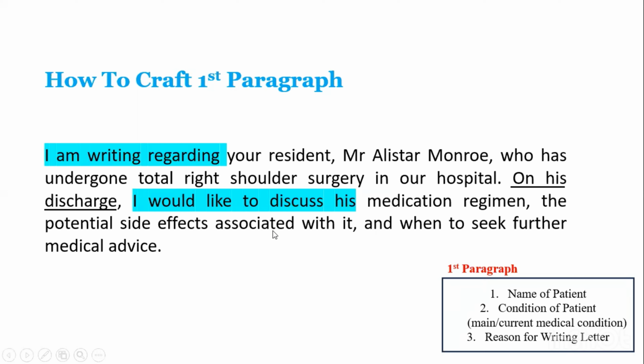You can have a look at this example as well. How to craft the first paragraph. I'm writing regarding your resident, Mr. Alistair Monrio, who has undergone total right shoulder surgery in our hospital. On his discharge, I would like to discuss his medication regimen and any potential side effects associated with it and when to seek further medical advice. Now, you see, first of all, we mentioned the name of the patient, then the medical condition, which was the current medical condition of the patient, that he went through surgery in our hospital. Then the writing task: medication regimen, potential side effects, and when to seek further medical advice. That's how you will make your first paragraph.